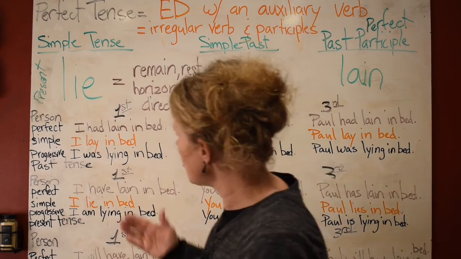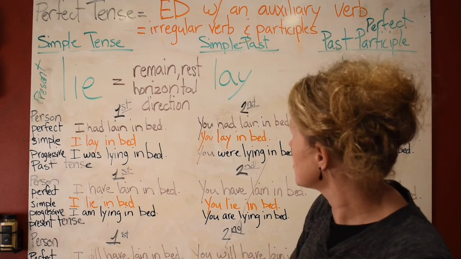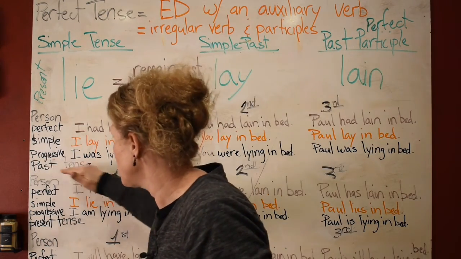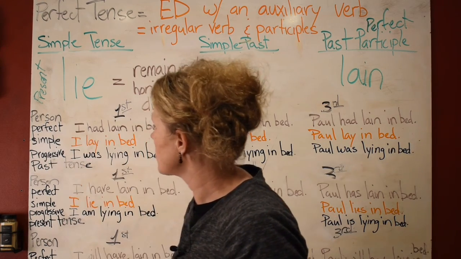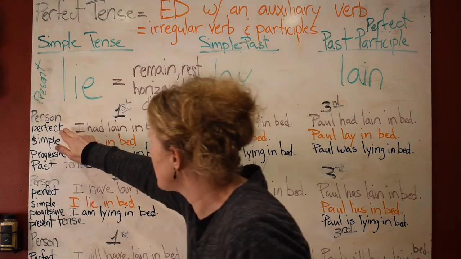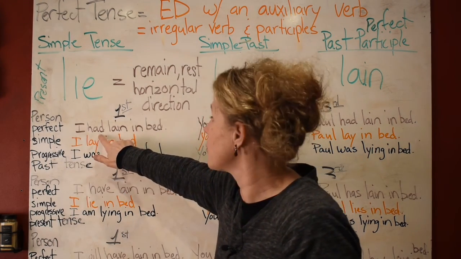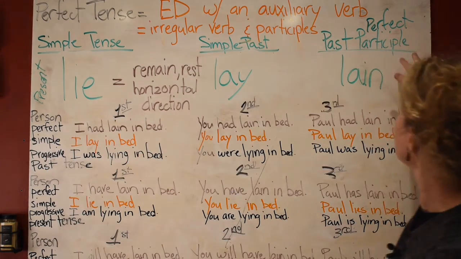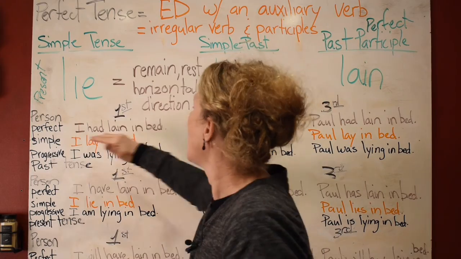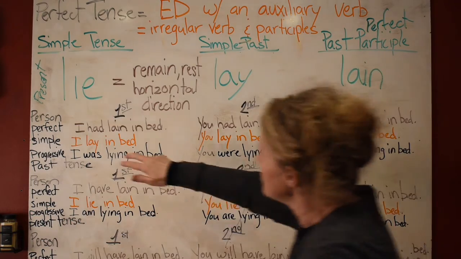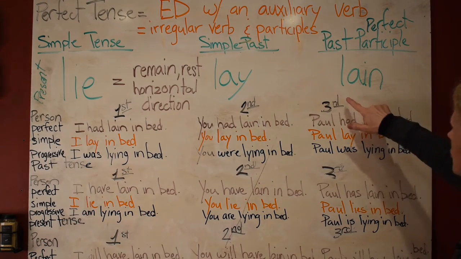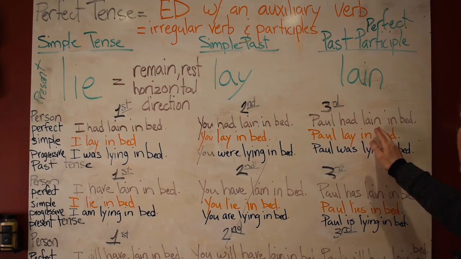word incorrectly. Let's go ahead and break this apart, because you need to understand all of your tenses to be able to understand your perfect tense. And now we put you in the past tense, and I'm going to start with perfect, then simple, then progressive. So past tense, in the perfect, you have to use the auxiliary verb had. And then you have to use your past participle. That is what you use for the perfect tense. I had lain in bed. First person, singular. You had lain in bed. Third person, singular. Paul had lain in bed.